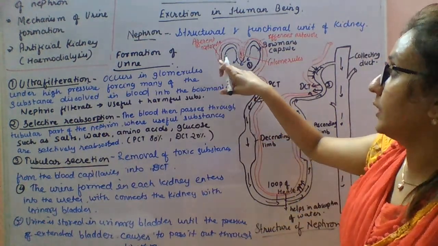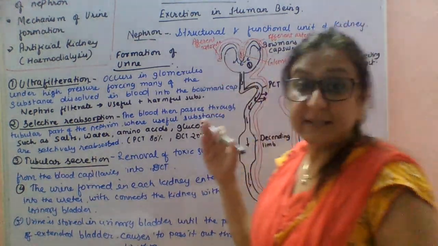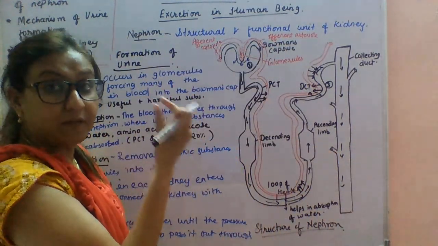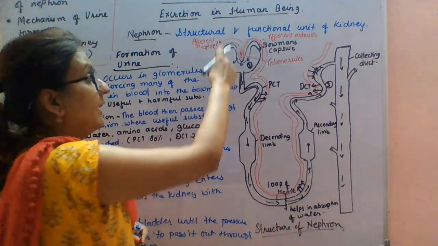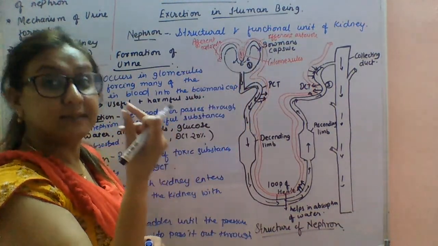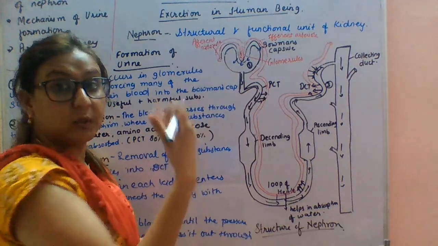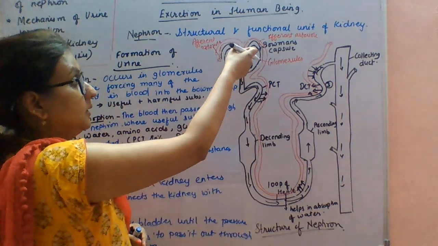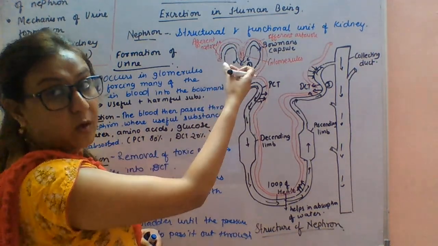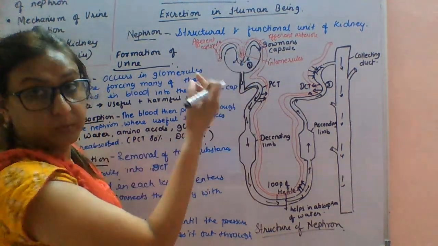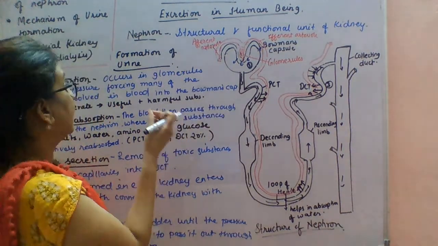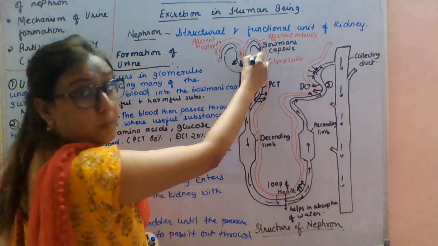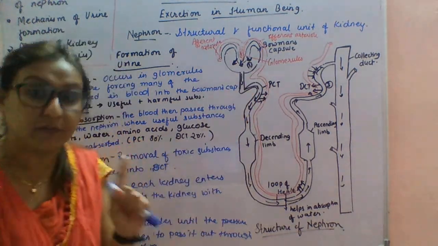I told you that the blood is coming from the afferent arteriole, and the diameter of the afferent arteriole is wide, whereas the efferent arteriole diameter is narrow. So due to this, it will create pressure, and due to this pressure, the liquid will ooze out of the glomerulus. That liquid we call the nephric filtrate. This liquid that oozes out from the glomerulus is the nephric filtrate.